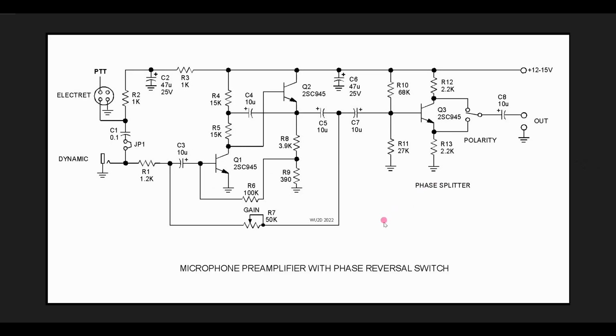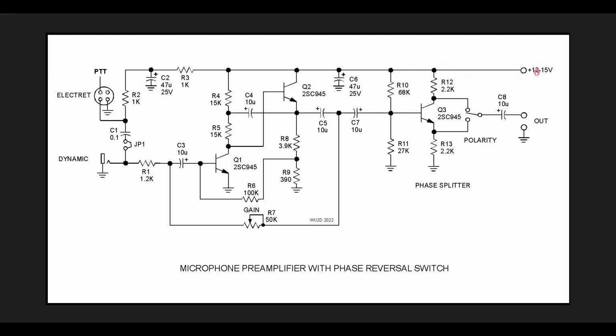Now, I've tacked on something called a phase reversal switch. Now, why do you need phase reversal? The human voice is not a constant sine wave. It doesn't have as much upswing as it has downswing. It doesn't have as much downswing as it has upswing. It's all over the place. So sometimes you need to set the polarity of the speech for input into the modulator. And I'm doing this with a very simple phase splitter.